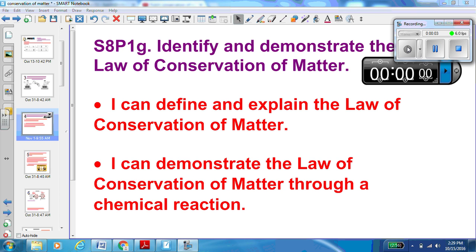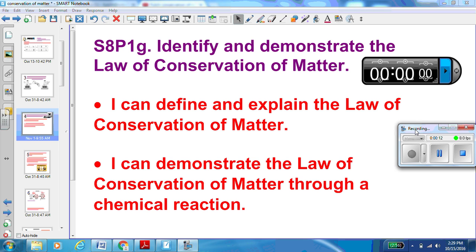Hello class, in this lesson we're going to be examining the law of conservation of matter. The standard states to identify and demonstrate the law of conservation of matter. Our learning targets that we will be looking at in this lesson: I can define and explain the law of conservation of matter. I can demonstrate the law of conservation of matter through a chemical reaction.